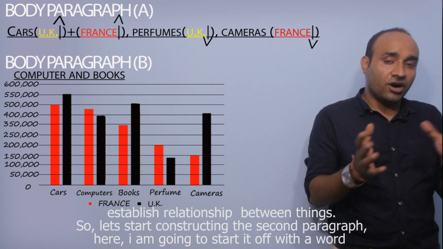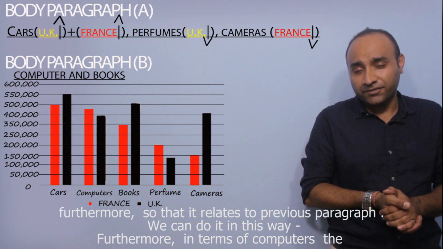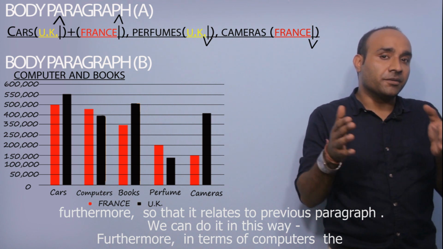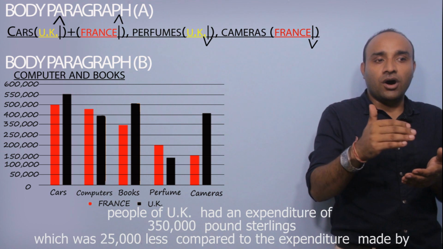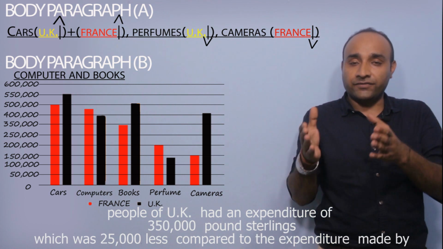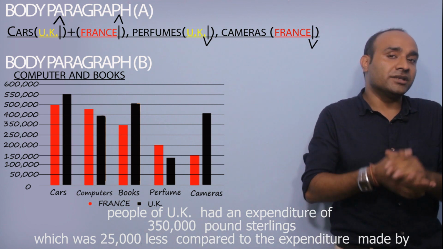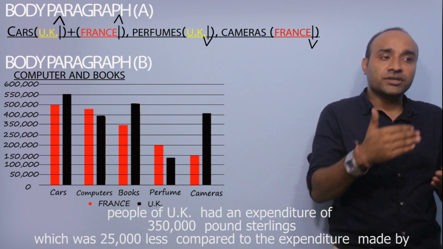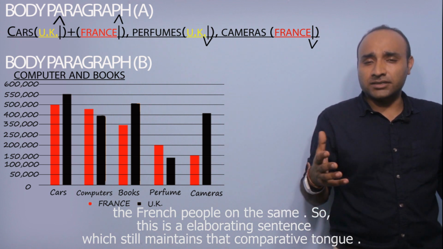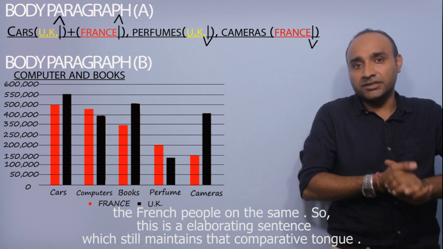Here I'm going to start it off with the word furthermore so that it relates back to the previous paragraph. So we can do it in this way. Furthermore, in terms of computers, the people of UK had an expenditure of 350,000 pounds sterling, which was 25,000 less compared to the expenditure made by the French people on the same. So this is an elaborated sentence which still maintains that comparative tone.